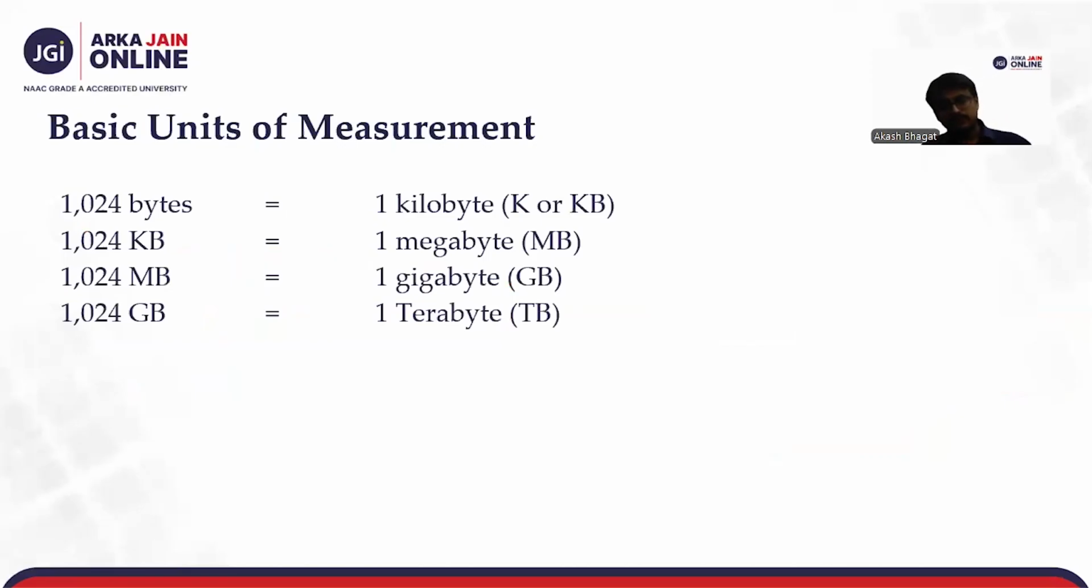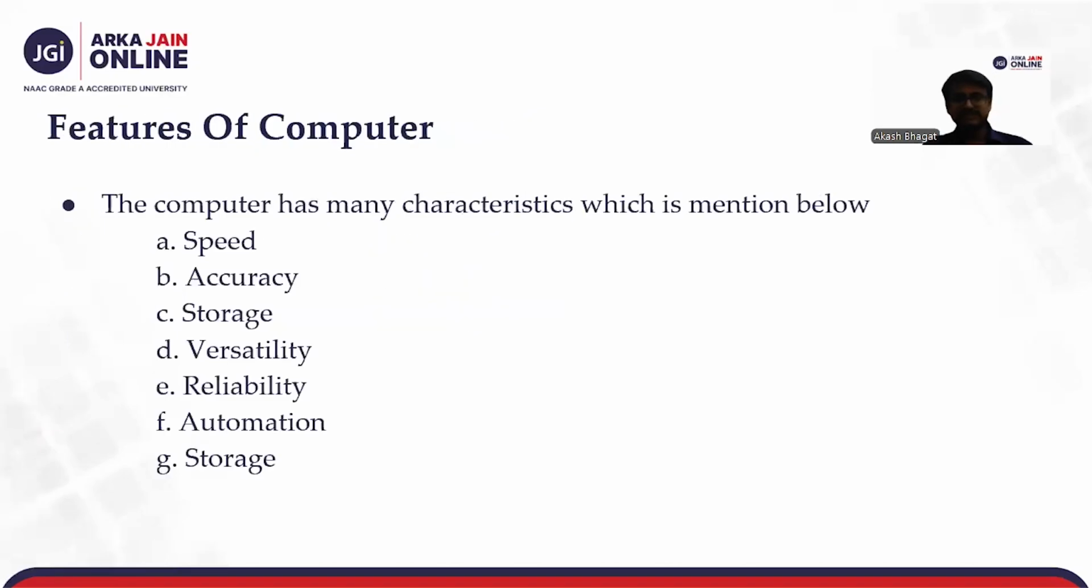See, 1024 bytes equal 1 kilobyte. Either you write K or KB. Now 1024 KB equal 1 MB, that is 1 megabyte. 1024 MB equal 1 GB. Now 1024 GB equal 1 TB, terabyte. So these are the basic units of measurement in computer science.